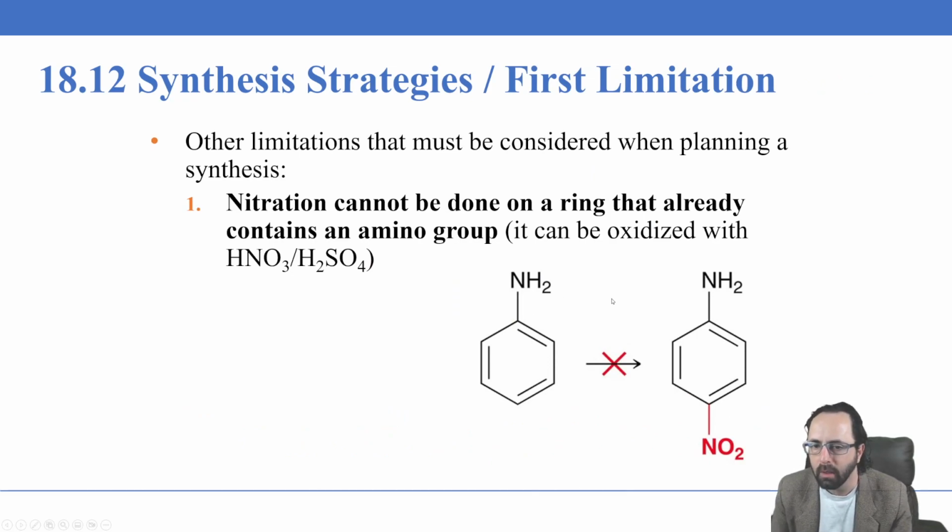Another thing to think about is that nitration cannot be done in a ring that already contains an amino group. That's just something that will not work here. If we already have an amino group, we cannot do a nitration, because the amino group is going to be oxidized by the nitric acid and sulfuric acid. So that's one thing to keep in mind when we're doing these syntheses.